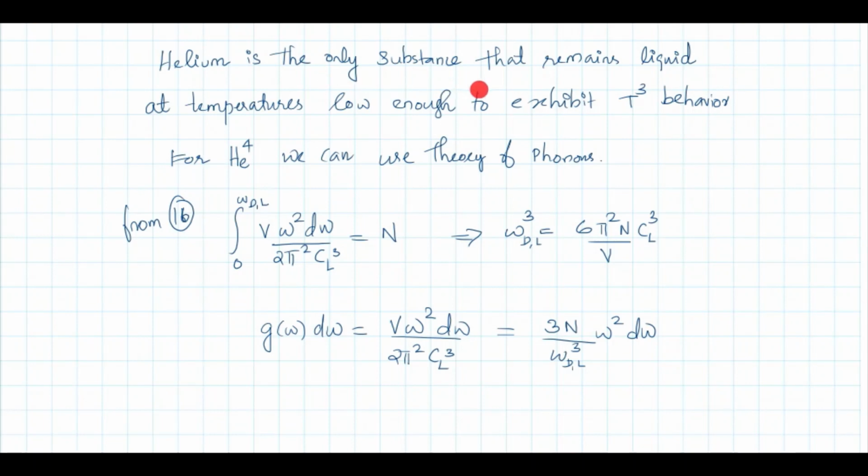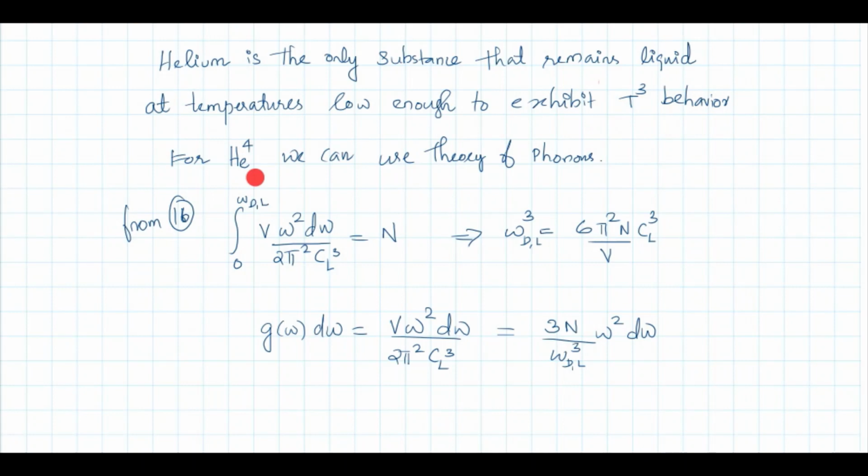Helium is the only substance that remains liquid at temperature low enough to exhibit T cube behavior. This T cube behavior is exhibited at a very low temperature, and helium is the only substance that remains liquid at that temperature. Other substances will convert to solid.